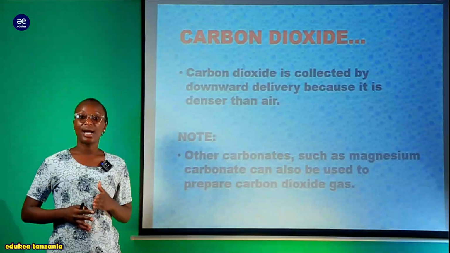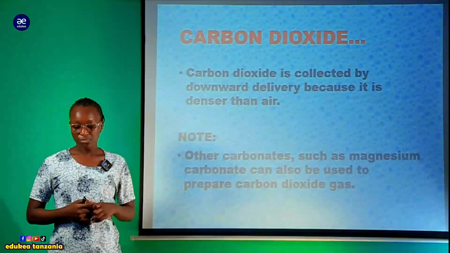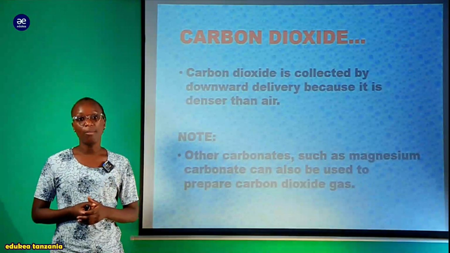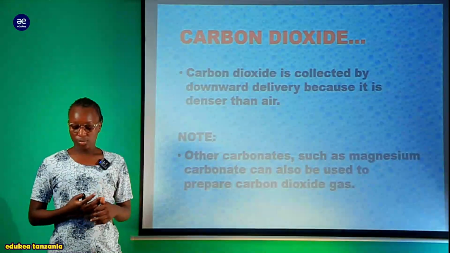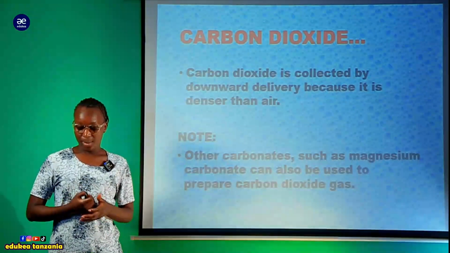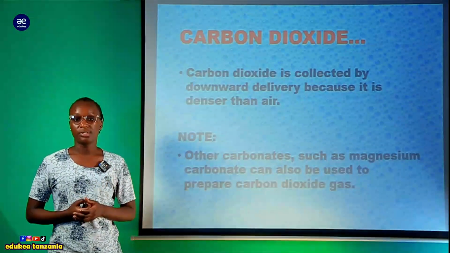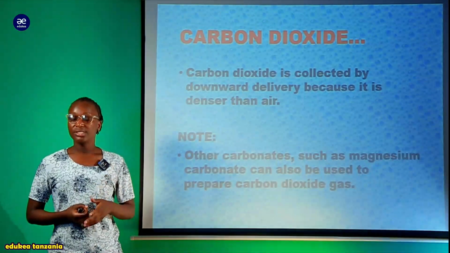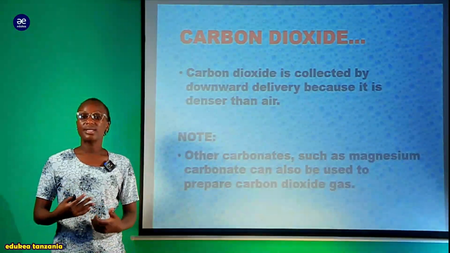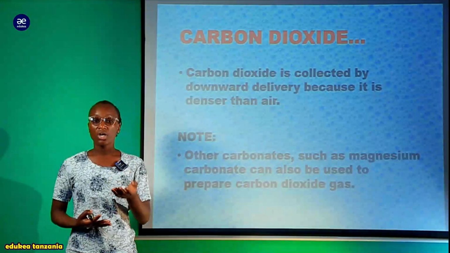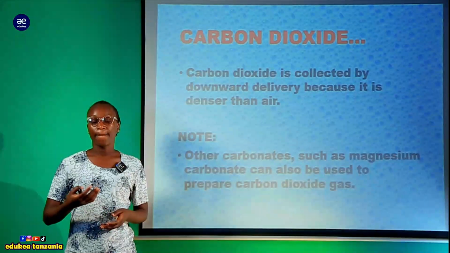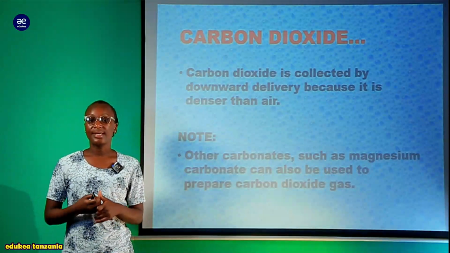Also, as we saw in the natural occurrence of carbon, carbon sometimes exists in carbonate compounds. So we can use other carbonates, for instance magnesium carbonate, to prepare carbon dioxide gas, just as here we used marble chips, calcium carbonate. So other carbonates like magnesium can be used. Keep it in your mind: if you are asked about the laboratory preparation, magnesium carbonate can also be used. It is suitable for preparing carbon dioxide gas.